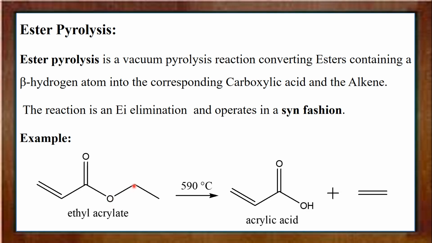This oxygen is connected to an alkyl group. For this alkyl group, this oxygen is going to be a nucleophilic leaving group. Therefore, this carbon is called alpha carbon. The next carbon is labeled as beta carbon. So, this kind of esters with beta hydrogen, when heated to temperature around 600 degrees centigrade, they undergo elimination to generate an acid and an alkene. The mechanism we shall discuss.